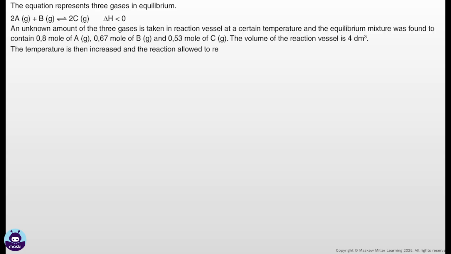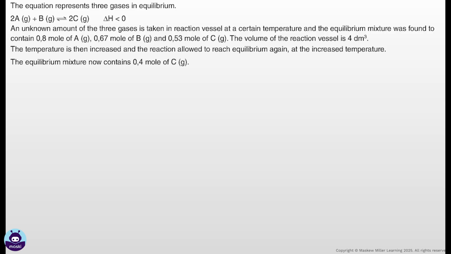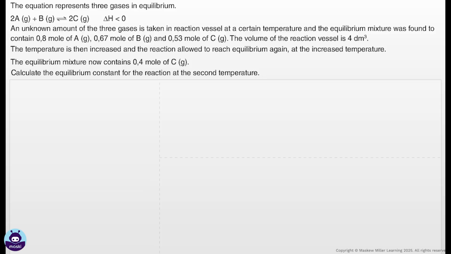The temperature is increased and the reaction allowed to reach equilibrium again at the increased temperature. The equilibrium mixture now contains 0,4 mole of C gas. Calculate the equilibrium constant for the reaction at the second temperature.